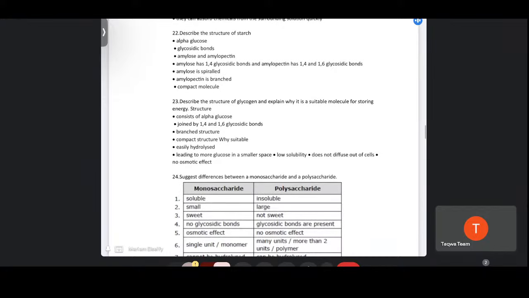Describe the structure of starch. Describe the structure of starch, and glycogen and cellulose come both in Unit 1 and Unit 2, and Unit 3 as well, I believe. Describe the structure of starch.